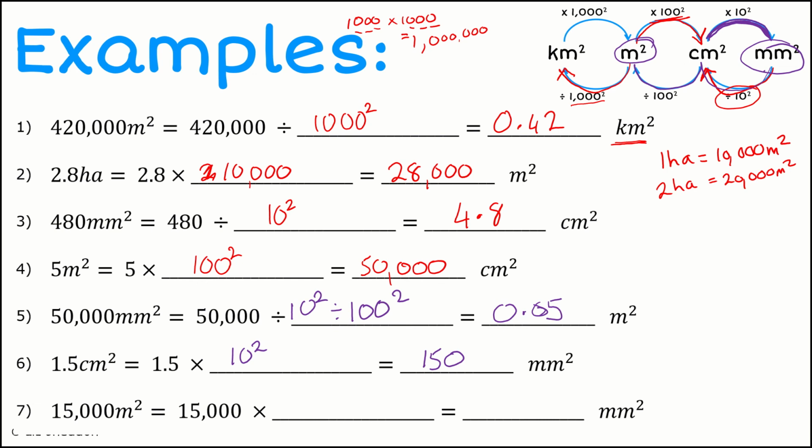And the last one, I want to go from metres squared to millimetres squared, all the way down. So I'm going to multiply by 100 squared and then multiply by 10 squared. That's going to work out to be a very large number. 15, then 1, 2, 3, 4, 5, 6, 7, 8, 9 zeros. So that's going to be 15 billion millimetres squared.